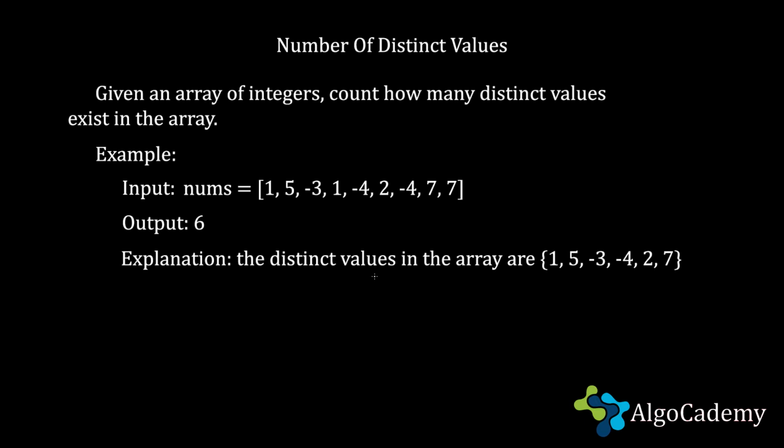And why is that? Because the distinct values in the array are 1, 5, -3, -4, 2, and 7. For example, you can see this value 1, which appears exactly twice in the array, here and here, right? It's not important if the value appears more than once, but we have to make sure to count it only one time. So let's come up with a brute force approach for this problem at start.